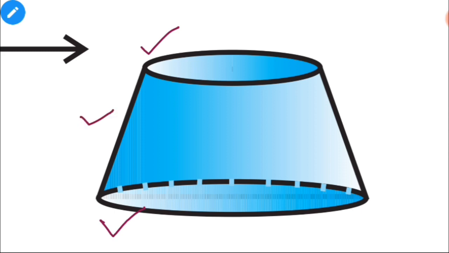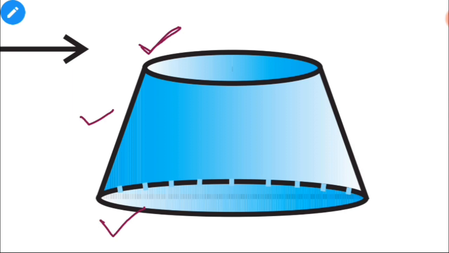One is the base, a circular face, and the next one is the top, which is also a circular face, and one curved face. So there are three faces. A frustum of a cone has three faces.